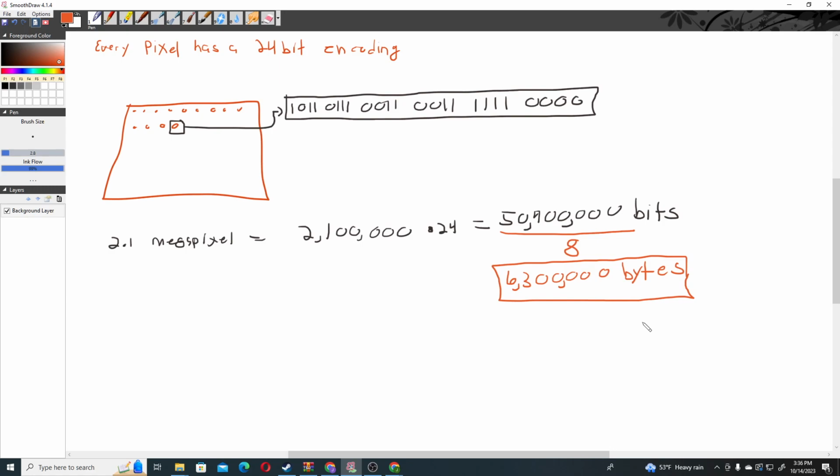Hopefully that made sense. You have to make some assumptions, right? You have to assume, is it 24-bit? Is it 16-bit? Is it 8-bit? You could choose that, and based on that, you'll have less memory. But that's how to do that problem.